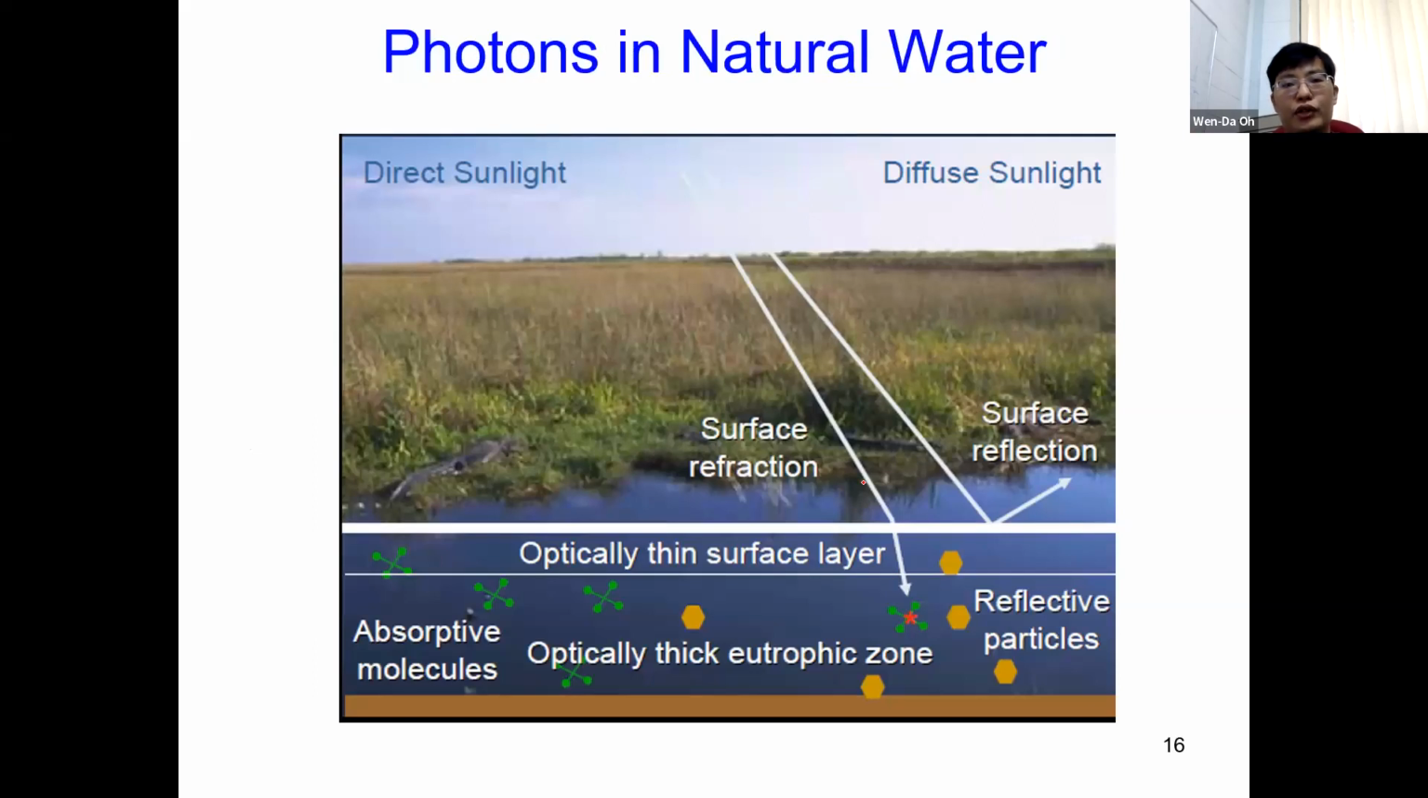So generally in natural water, we can see that reactions can actually happen through sunlight, because this is the main source. Direct sunlight and diffuse sunlight. We have two different kinds of sunlight.